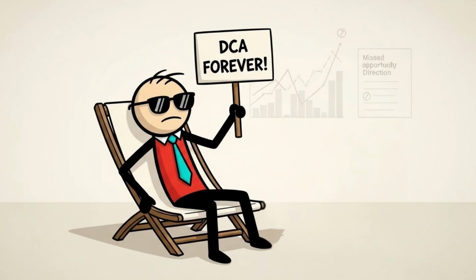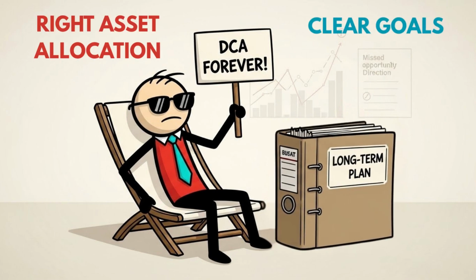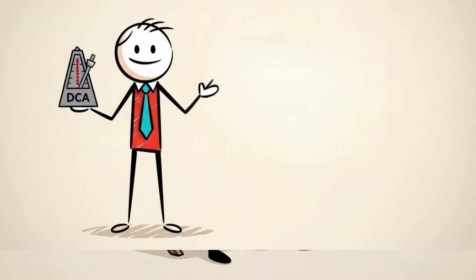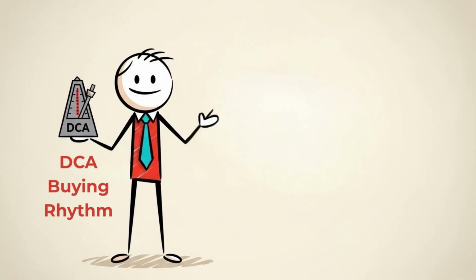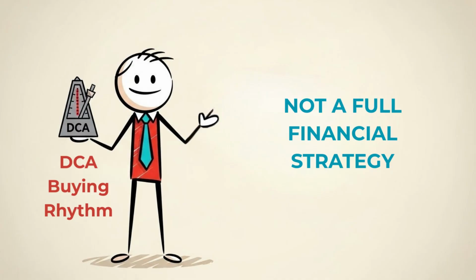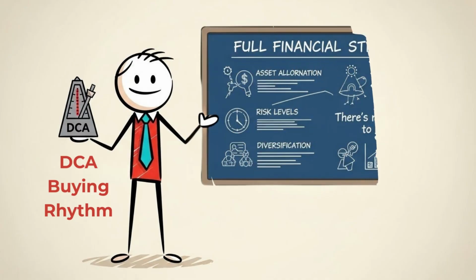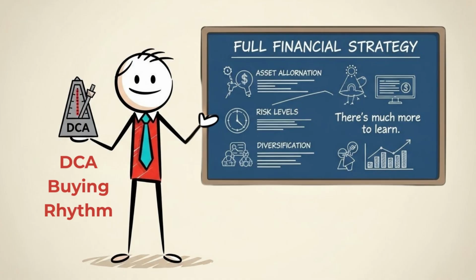When you use it as an excuse to avoid real planning. Saying, "I'll just DCA forever," can become lazy thinking. You still need clear goals, the right asset allocation, and a long-term plan that fits your life. DCA is a buying rhythm, not a full financial strategy. And if you're wondering what a real long-term strategy should include, that deserves its own dedicated video.